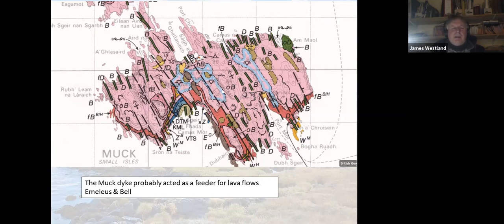Muck's quite an interesting place. I'd love to see it. I haven't been to it yet. One of the things that's pointed out in Emeleus and Bell is that the Muck dike probably acted as a feeder for lava flows. So this is what they reckon. Some of these dikes would have been feeders for lava flows at a higher level that have now been eroded away. So that's Muck.